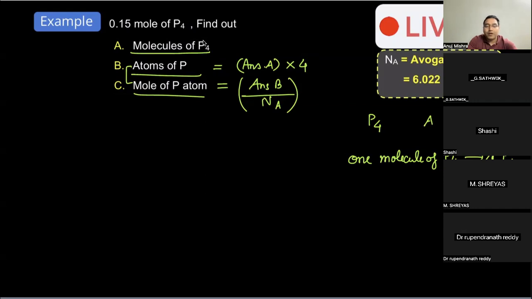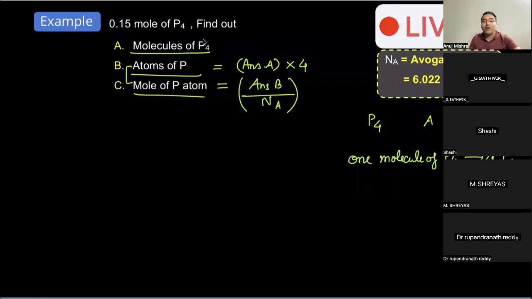Quickly, one mole is any number of things. If you know atoms, you can get moles. How can you get moles? Divided by Na, because one mole is Na atoms. So whatever atoms are there, you want to convert into moles, divide by Na. Okay, this is clear.